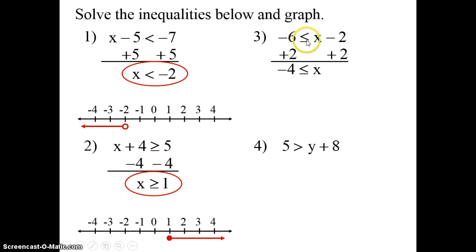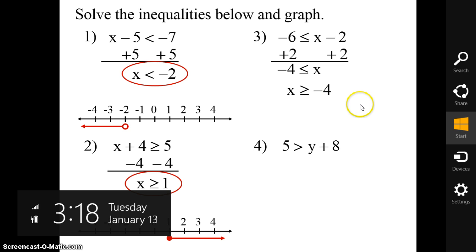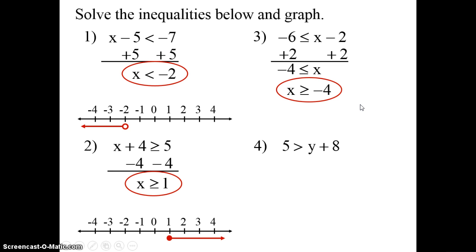You'll notice I still write the inequality symbol, less than or equal to, and then I have my x. That is the same thing as writing x greater than or equal to negative 4. So what I did is I just flip-flopped both the variable and the numbers, and I flip-flopped the inequality symbol to write it properly, because this is the proper way of writing an inequality.